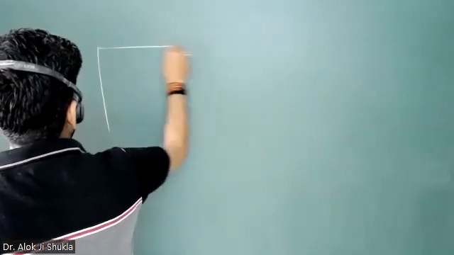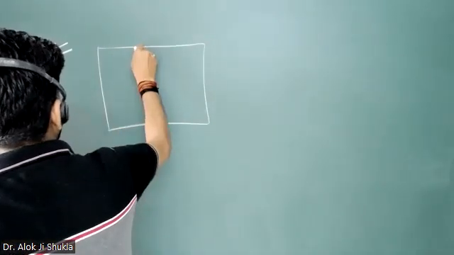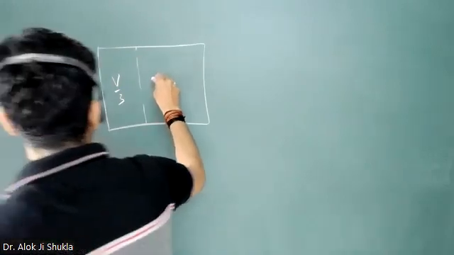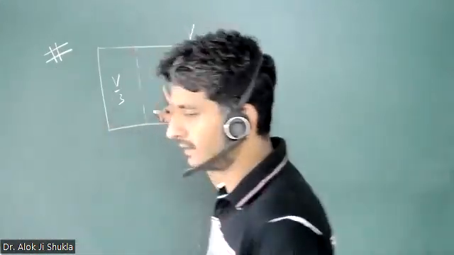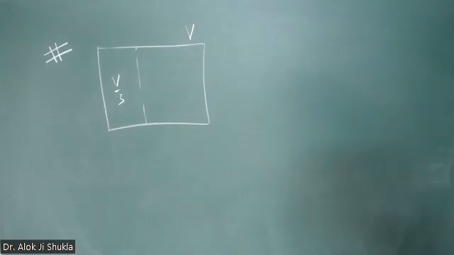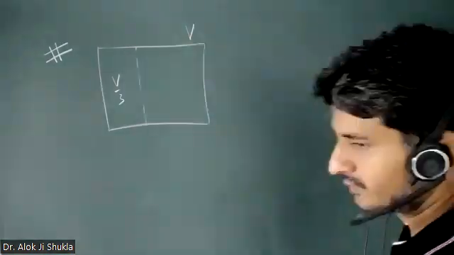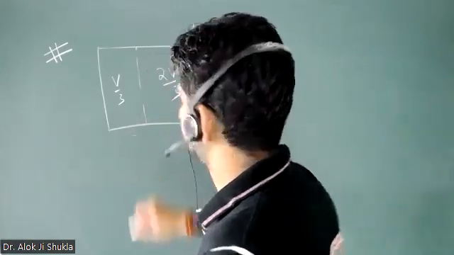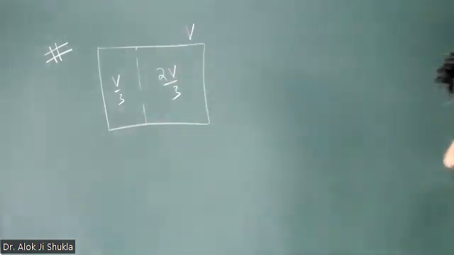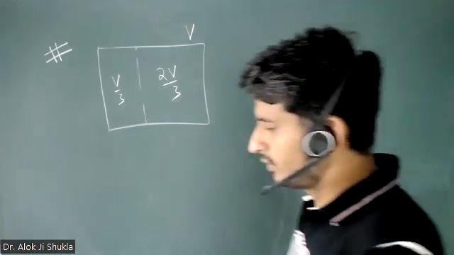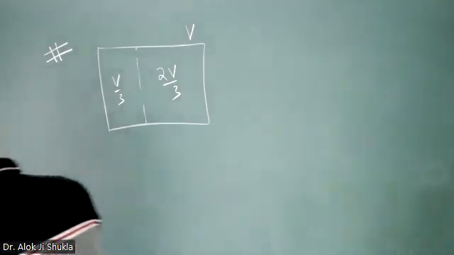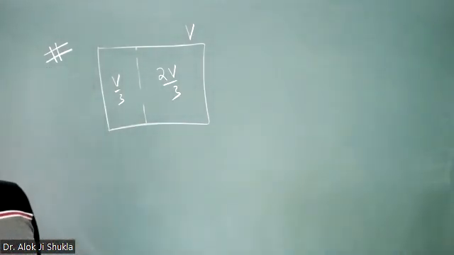इस तरीके का एक बॉक्स है. It is divided by a wall. This is V by 3. This is V. ये बचा वाला कितना हो जाएगा? 2V by 3. So if the volume of the smaller compartment is V by 3, the variance.